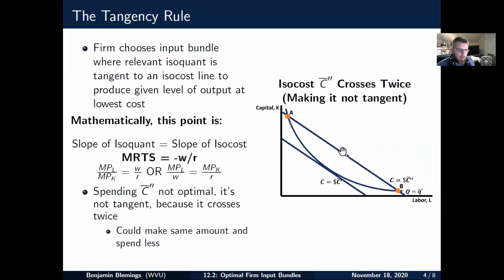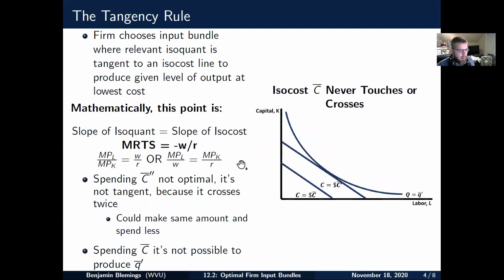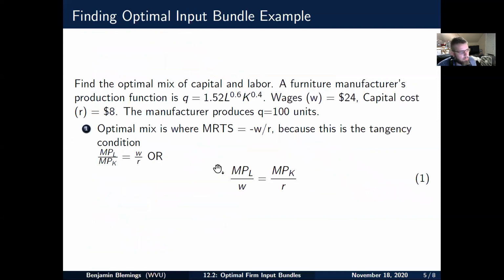And so if you can do that, then you would not want to be at points A or B. And if you only spent C bar, it's not possible to produce Q bar prime, because no bundle of inputs on this isocost line is able to produce Q bar prime. You just don't have enough inputs there, or the right combination of them.